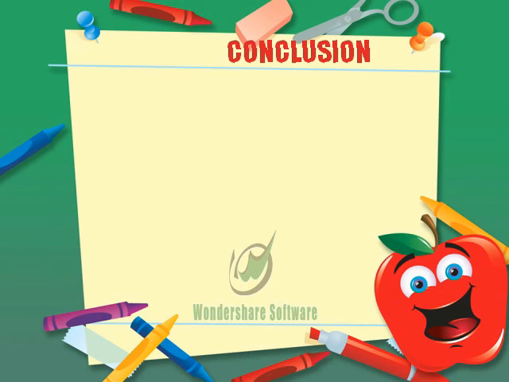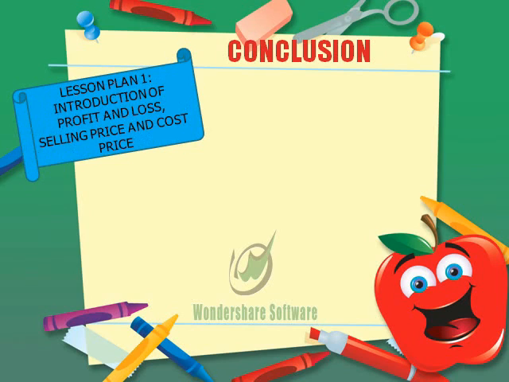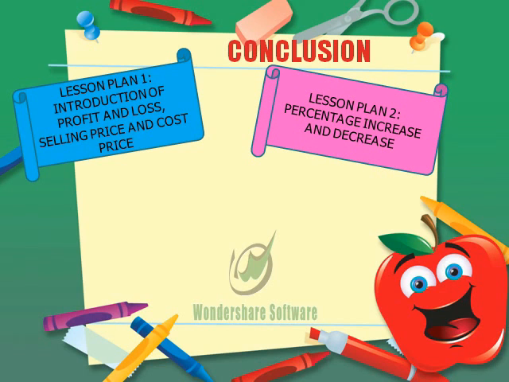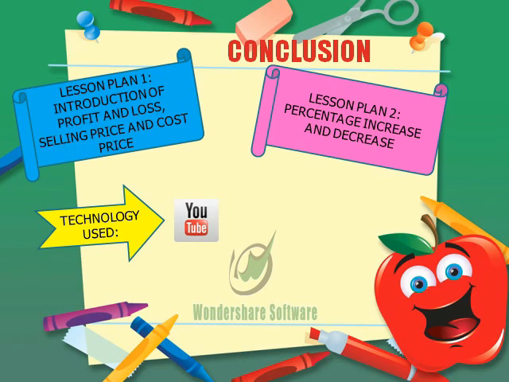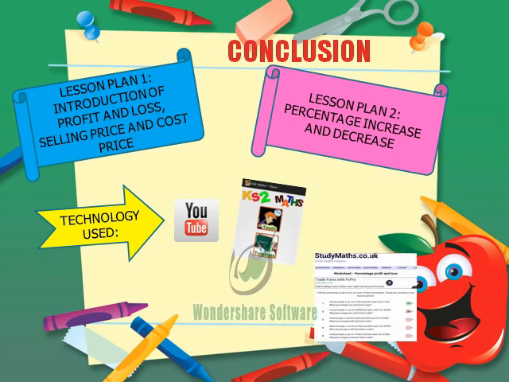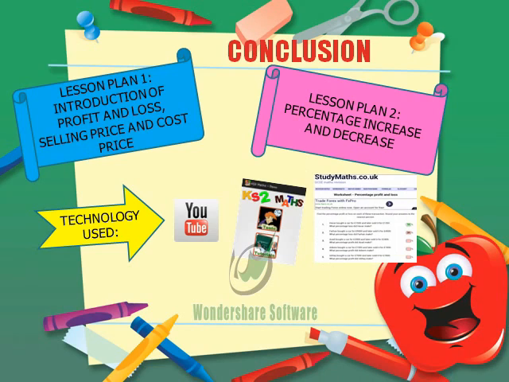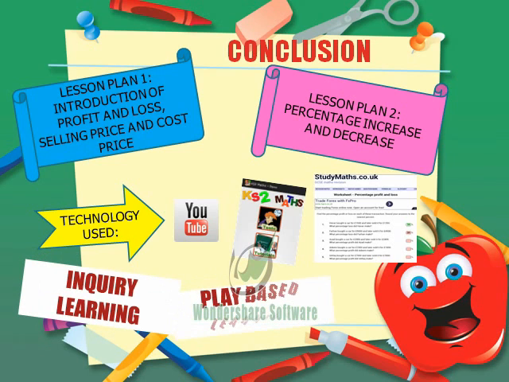In conclusion, there are two lessons. The first lesson plan covered the introduction of profit and loss, selling price and cost price. The second lesson plan covered percentage increase and decrease. The technology used in both lessons will be video extracted from YouTube, online games which the students will use on their smartphones, and an online worksheet for which the link is provided by the teacher. The learning skills that the students will gain by the end of the lesson will be inquiry learning, play-based learning, and project-based learning.